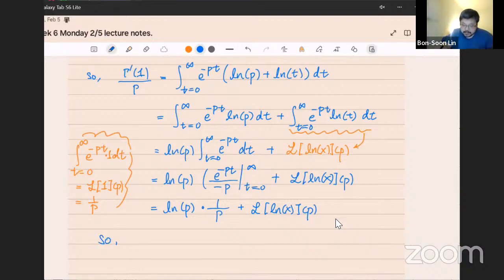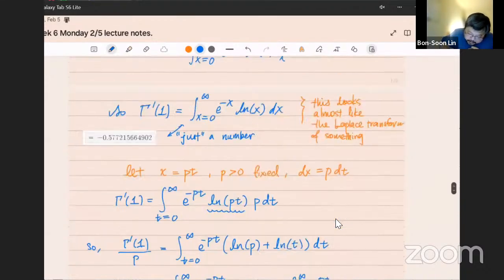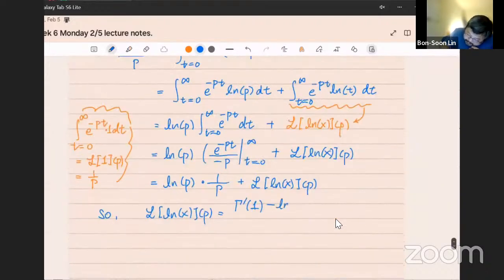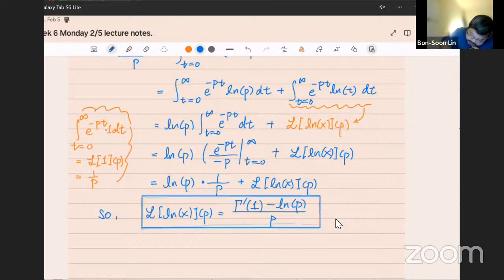So if we solve, we just need to subtract this natural log of p divided by p over, and we just get our formula. The Laplace transform of natural log of x as a function of p is the derivative of gamma at 1, so it's a number, minus 0.5772, blah, blah, blah, minus the natural log of p, all over p. Wow, kind of interesting. Okay, so we have this result.